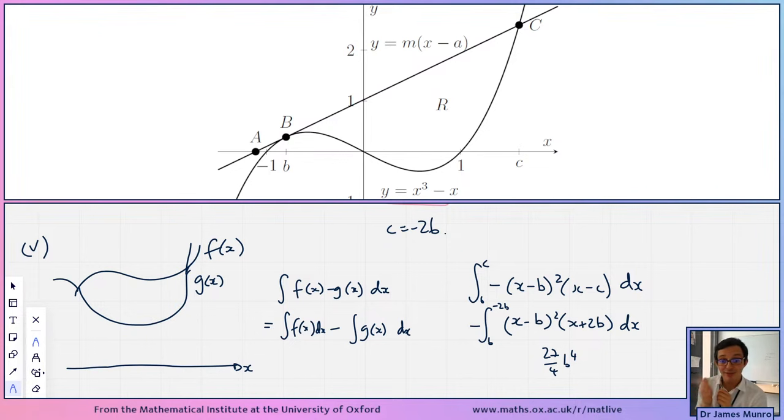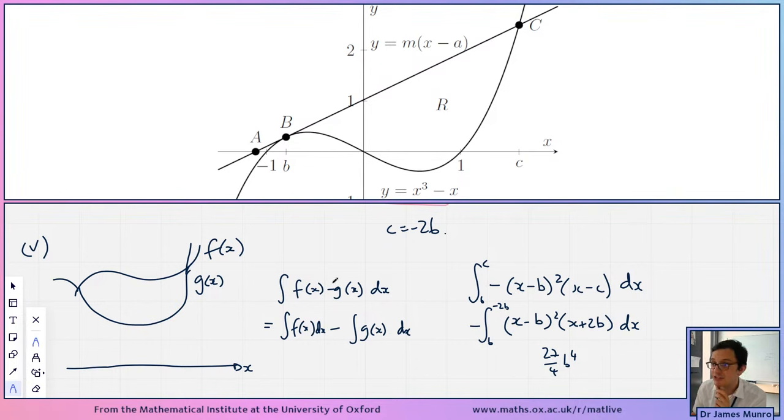So B going left moves the line up and makes the area bigger. It can get as far left as minus 1, which happens just when A, not minus a million, when A comes to minus 1, then B is at minus 1 as well. And the answer printed is 27 over 4, which is how I remember that it's 27 over 4 times b to the 4 or something.